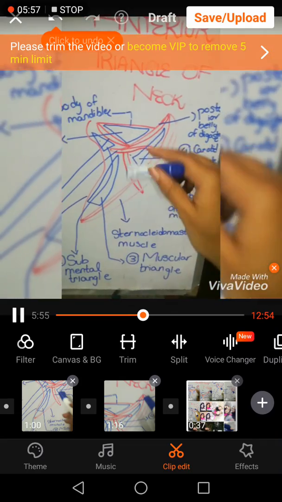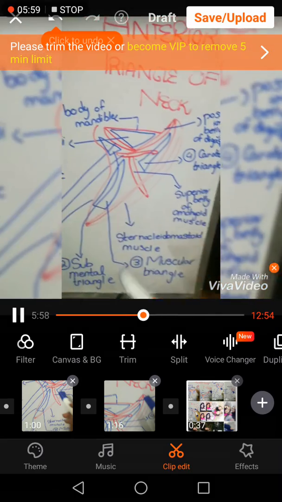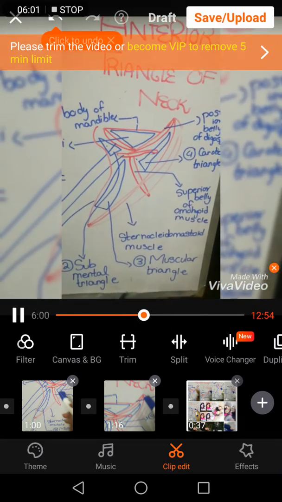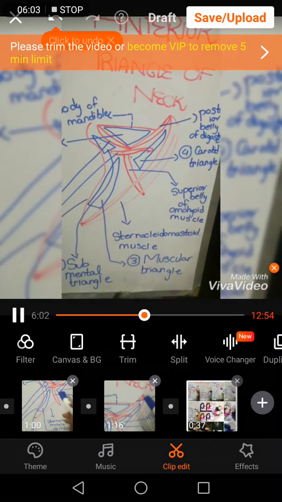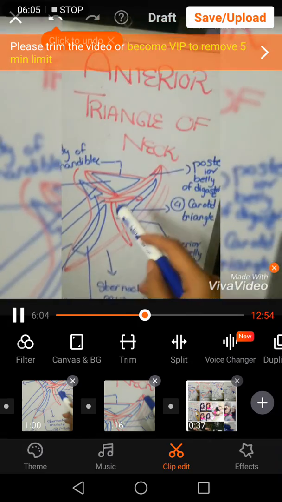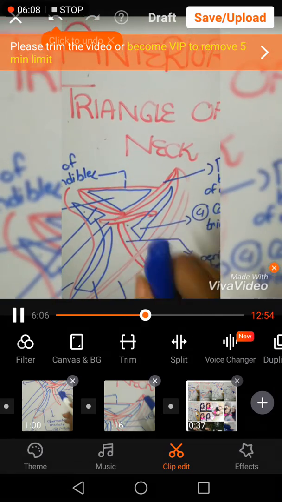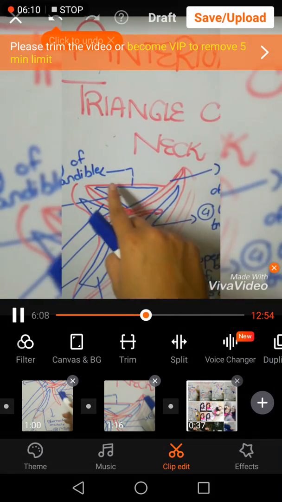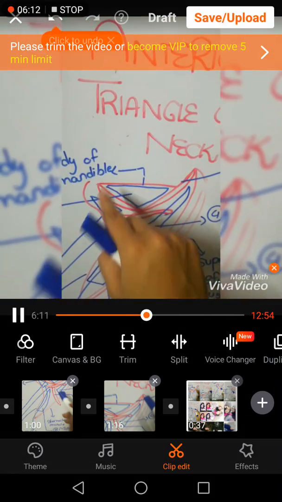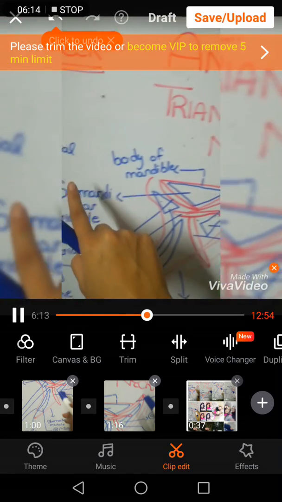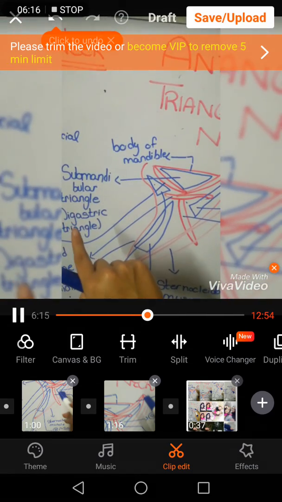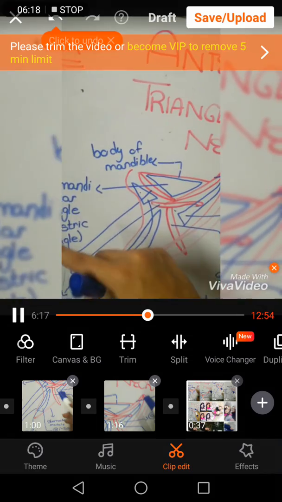Now we're going to study one by one each of these triangles, their relations, and the structures or the contents that pass through each of them. Let's start with the first one, which is this triangle. This triangle that is formed is called your submandibular triangle or digastric triangle. Now what are its relations?